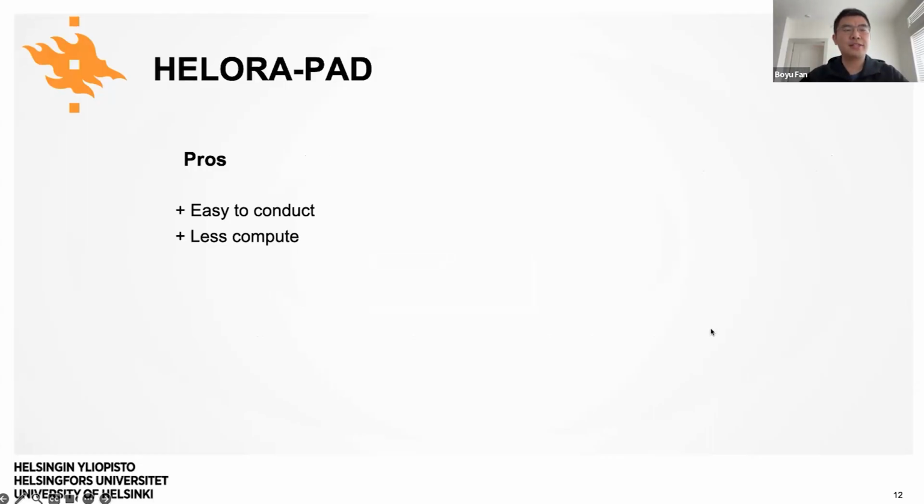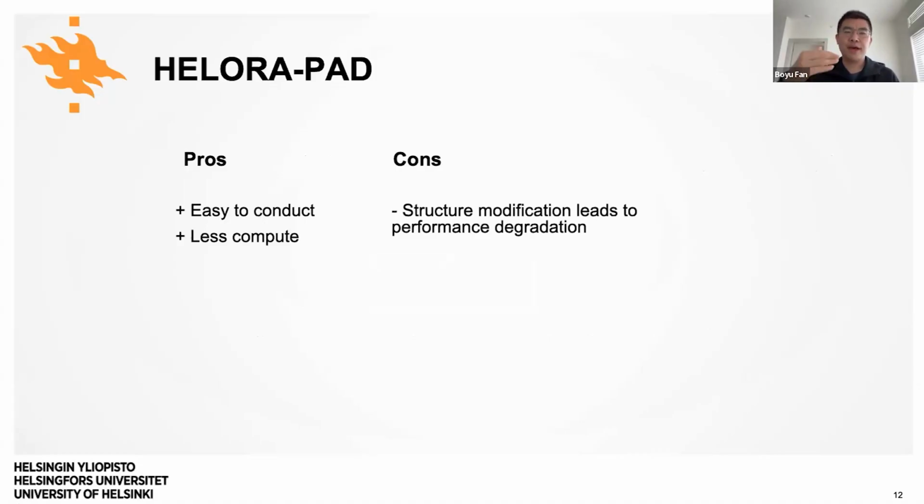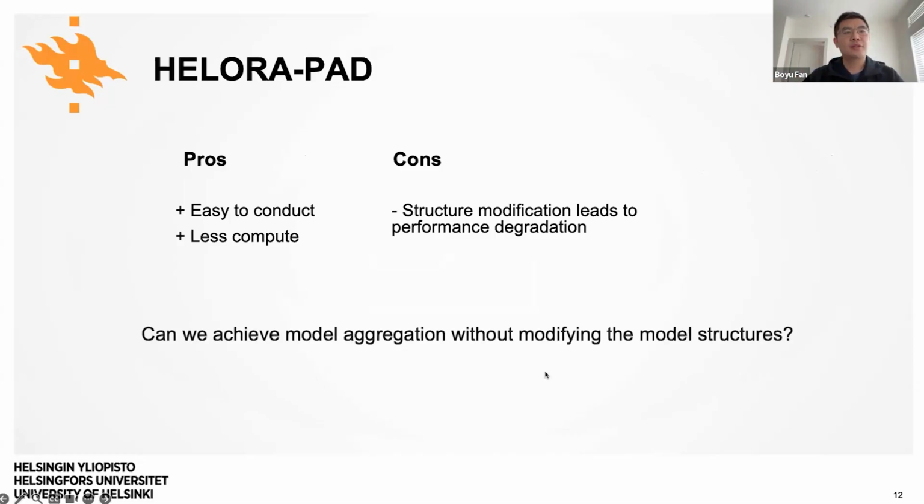So the pro is that this variant, this HeLoRA pad, is very easy to conduct and very easy to compute. But the con is that, with the padding, a structure modification happens. Because for now, pre-release R equals 4, and now maybe R equals 128 sometimes. So this might destroy the original learned stuff. So this is the con. So the question is: can we achieve model aggregation without modifying the model structures?